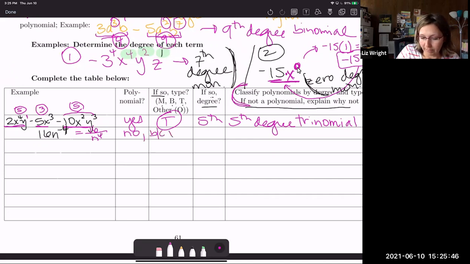No, because variables can't have negative exponents.